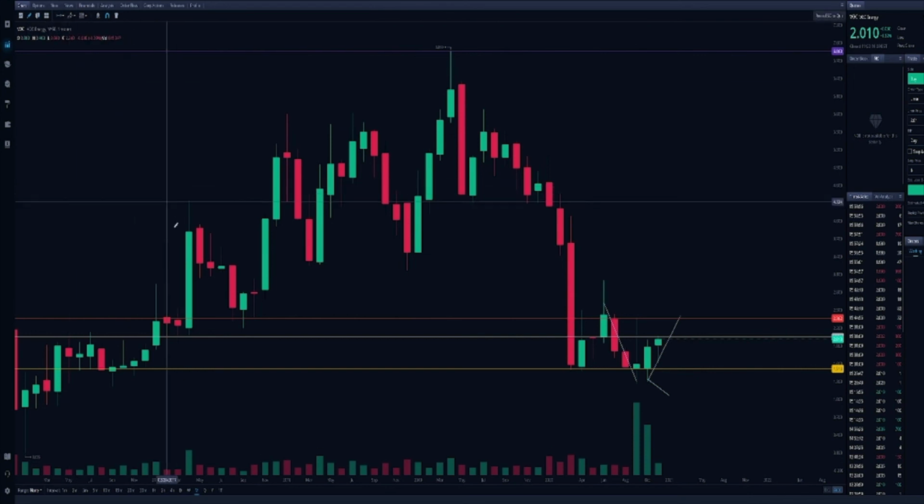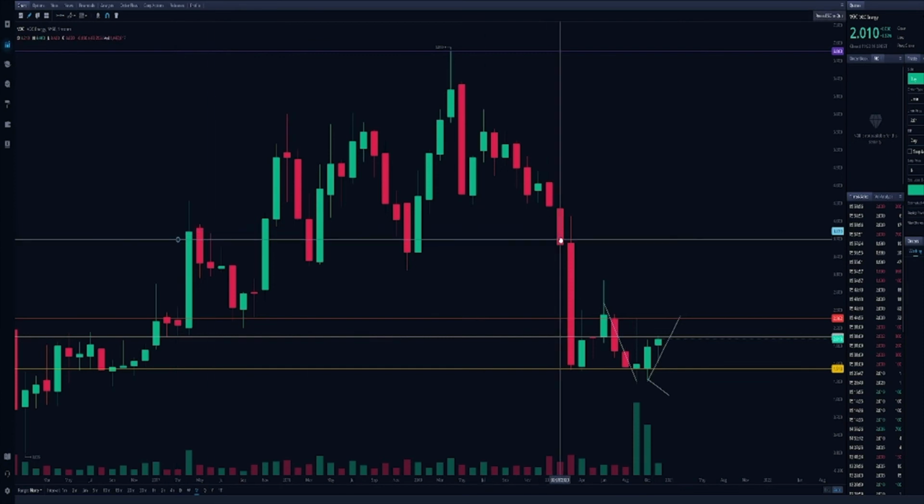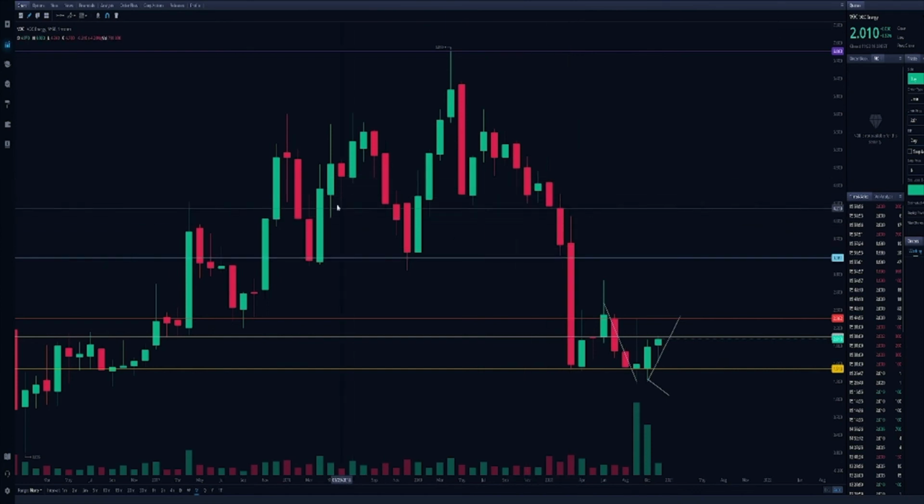We want horizontal lines. So right here, we see that people are indecisive in this area. Why? We see plenty of sell-off wicks right here. We always got to make sure that we understand what we're seeing and what we're doing.